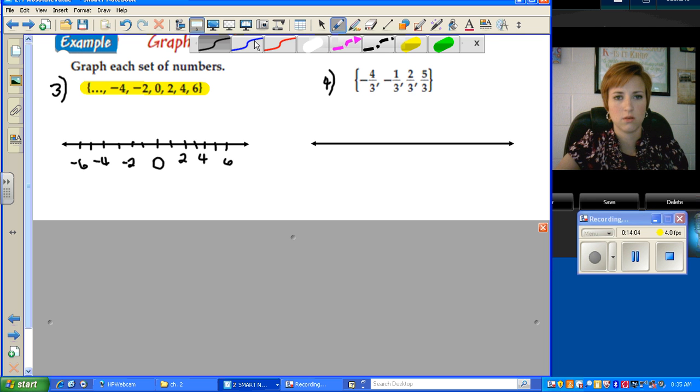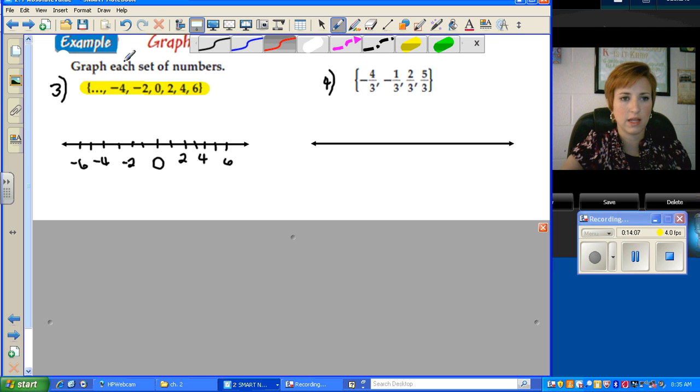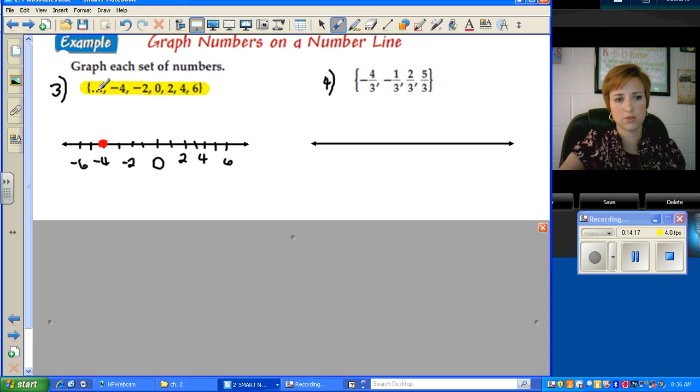Now, I'll grab my red, and it says dot, dot, dot. So that means we want all the even ones to the left of -4. So we know we're going to have to put one at -4. Then since the dots are on the left, we're going to have to put dots to the left. And also, because it's dot, dot, dot to begin with, I have to shade in this left arrow to show that it keeps going to the left. And then -2 is on here, 0, 2, 4, 6, and we're finished with that one.